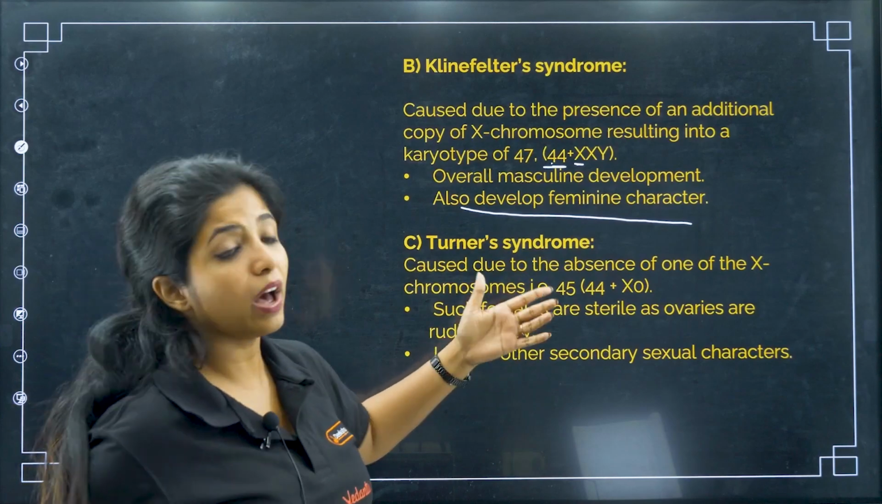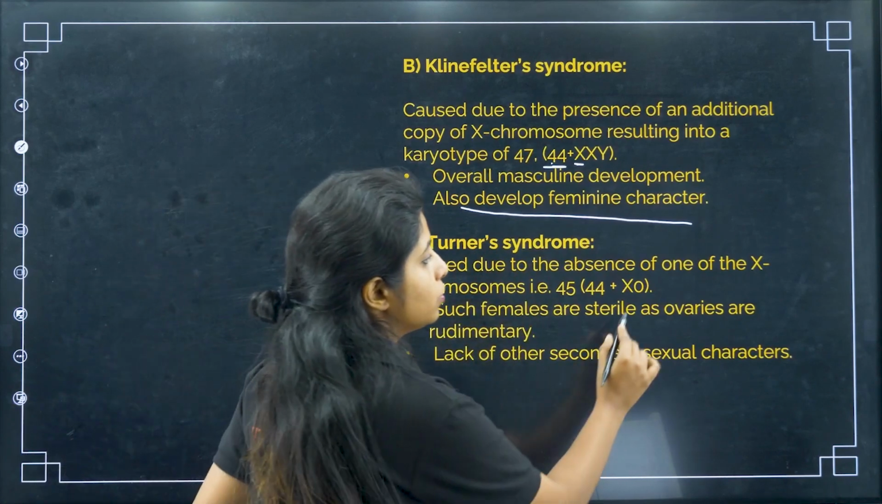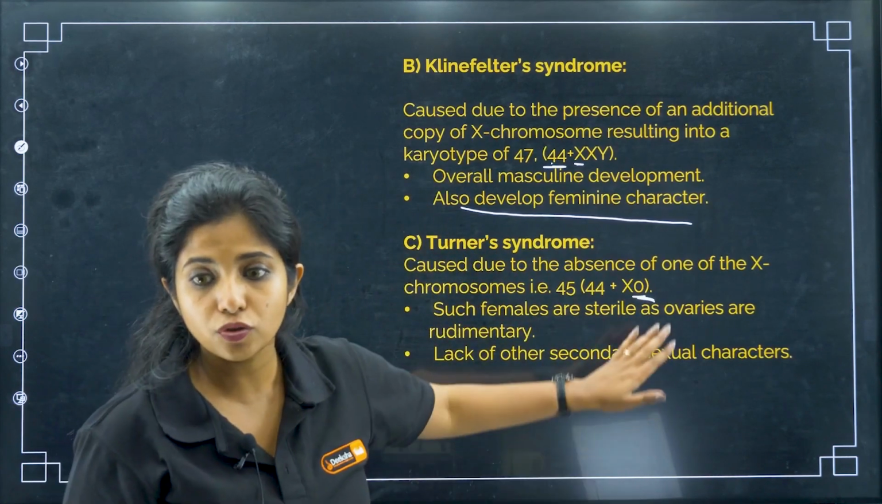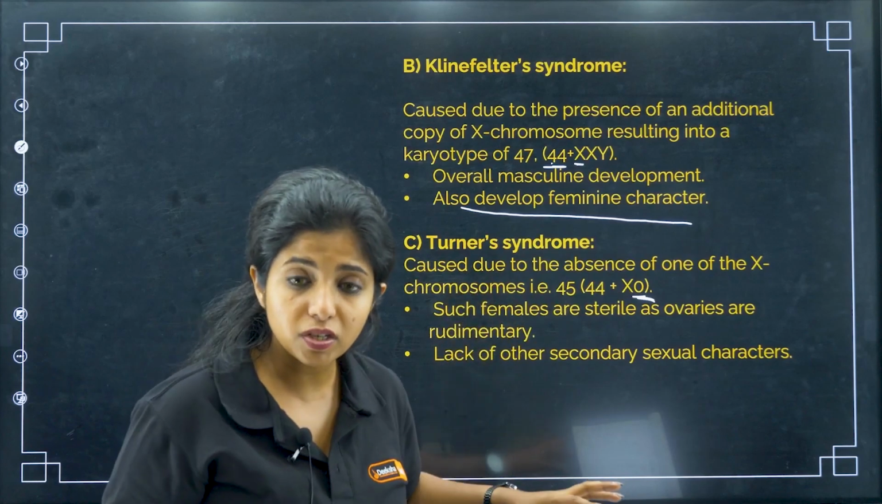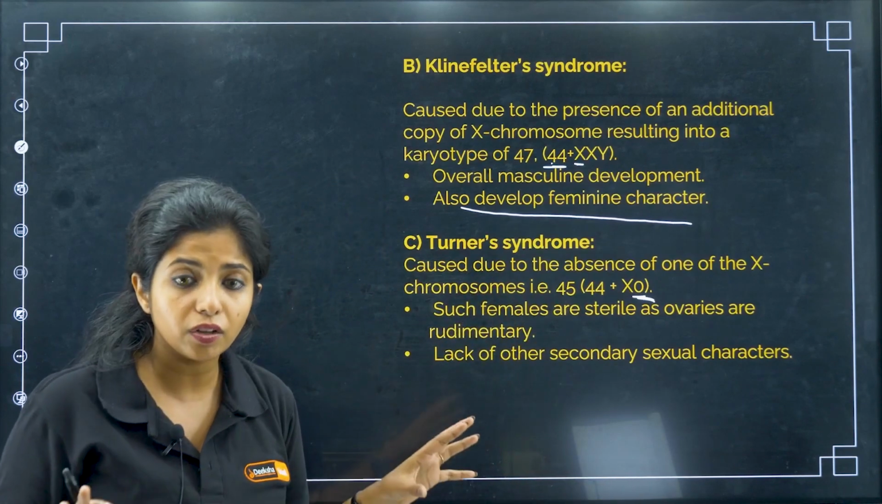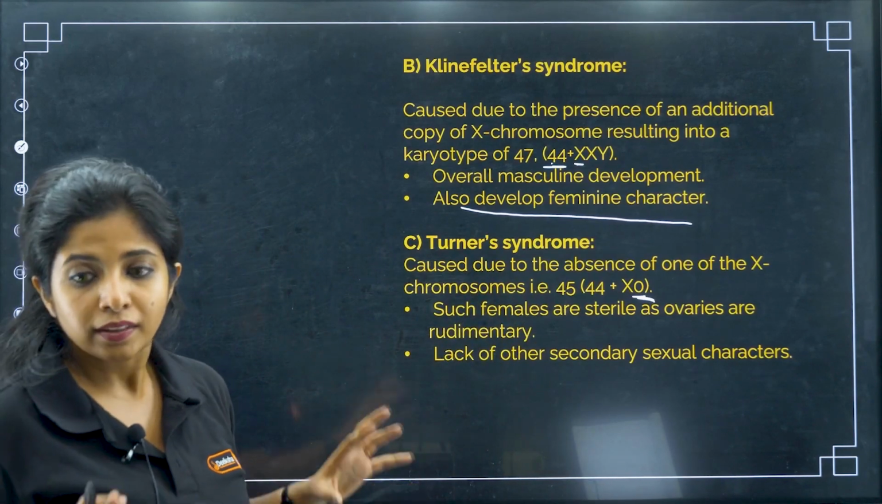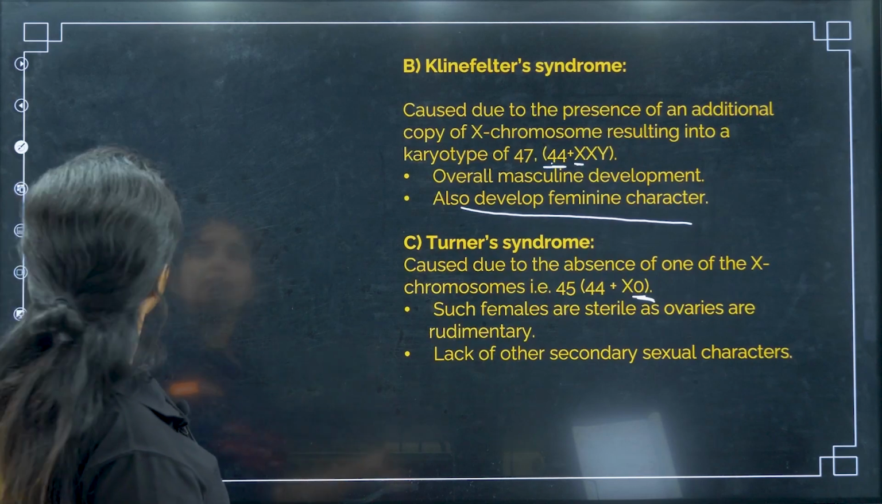Now Turner syndrome, you have absence of one X chromosome. So over here it will be XO, there is no other chromosome. These females are going to be sterile with rudimentary ovaries. Their ovaries are not going to work properly, which is why there is no ova. They lack secondary sexual characters and they have a masculine body as well.